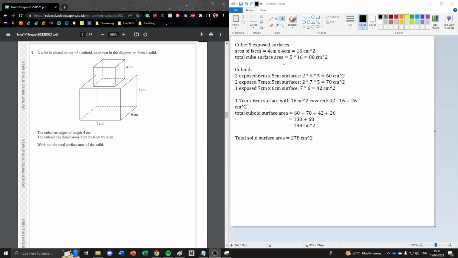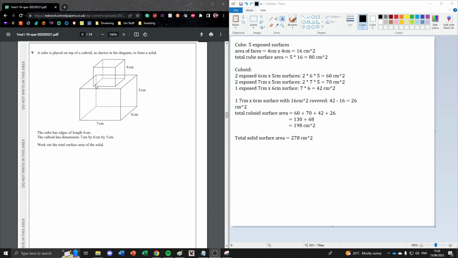That gives us a total cube surface area of 80 centimeters squared. The cuboid has 2 exposed 6 by 5 centimeter faces, so this one here and this one here. So that's 2 times 6 times 5, which is 60 centimeters squared. 2 exposed 7 by 5 centimeter surfaces, so this one at the front, this one at the back. 2 times 7 times 5 is 70 centimeters squared, and then 1 exposed 7 by 6 centimeter surface. So that gives us 42 centimeters squared.